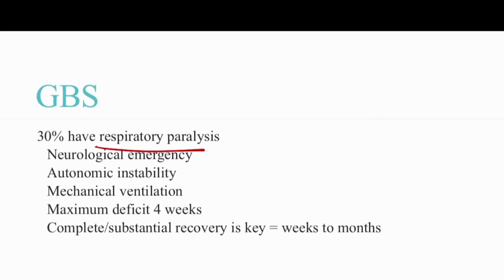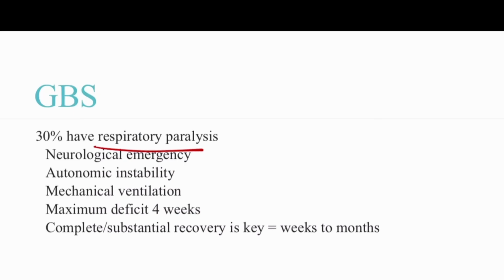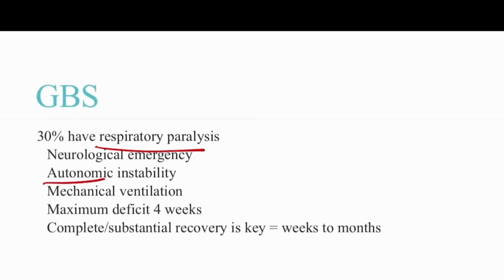It's a neurological emergency. Watch for autonomic instability. What are some signs of autonomic instability? Postural hypotension. Okay, they can't regulate autonomic function. They may require mechanical ventilation. Usually the maximum deficit will last 4 weeks.